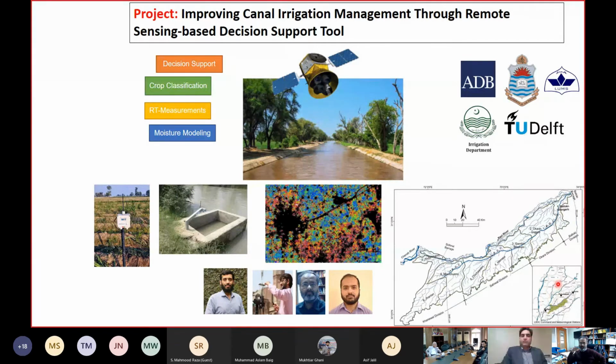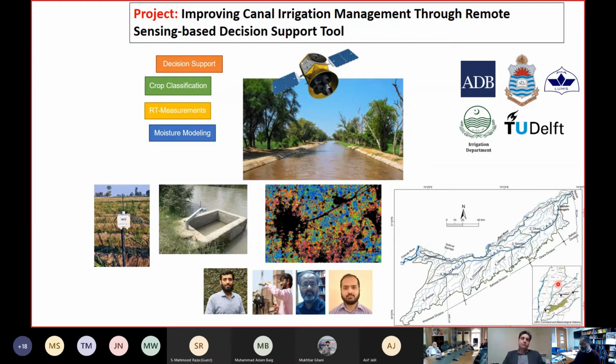While doing that, we have to do remote sensing based crop classification. A lot of real-time measurements are happening. So the intervention is being done in the LBDC area where we are piloting this. The idea is to have real-time flow measurements and real-time soil moisture measurements, say, for example, and also remote sensing based modeling of the soil moisture dynamics.